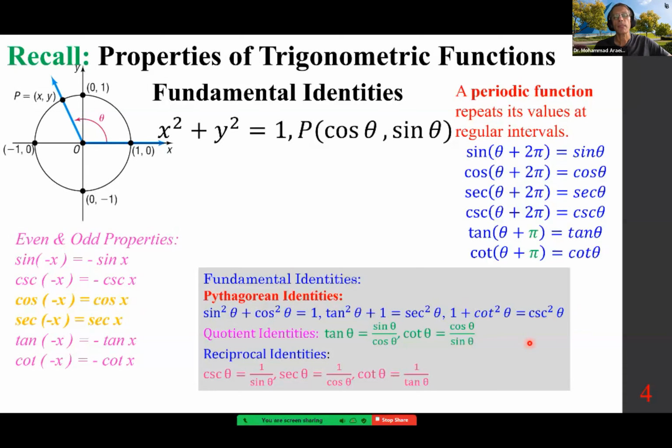These are called quotient identities. Tangent is sine over cosine. Cotangent is the reverse of that. And reciprocal identities: cosecant is 1 over sine. Secant is 1 over cosine. Cotangent is 1 over tangent, just to refresh your memory.